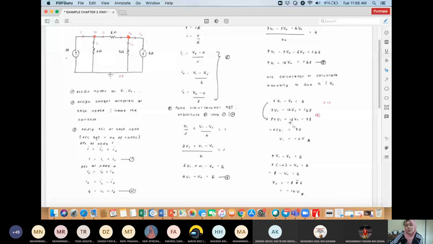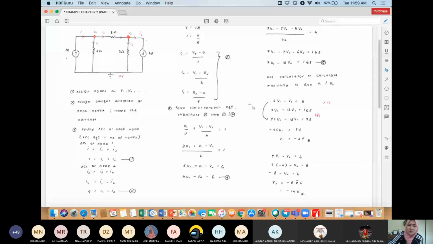So over here 7 minus 52, you will get negative 45. Over here 168 minus 78, you will get 90. So V1 is actually negative 2 volt. Okay, so after you find V1, then you can find the V2, which is equals to negative 14 volt.